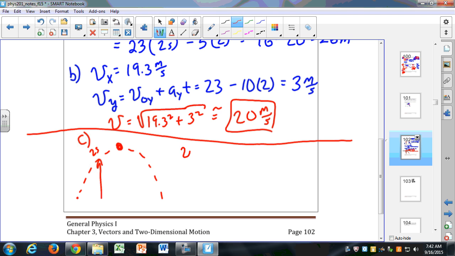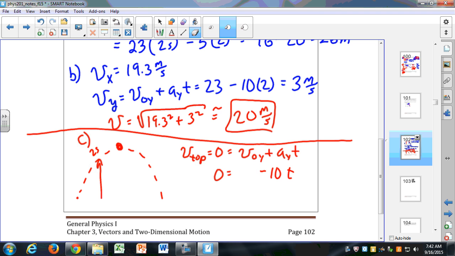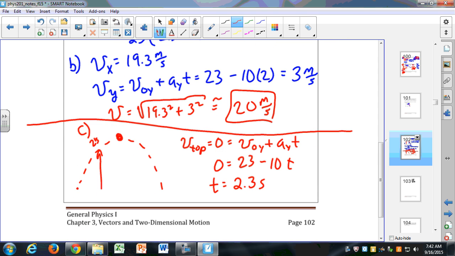And so I would say that v top is equal to 0, and that's equal to v naught y plus ay t. So I'd say 0 is equal to 23 minus 10 times t. Pardon me, it should be 23. So t is equal to 2.3 seconds, which goes back to that original idea that if this is at t equal 2 seconds, then this time has to be bigger than that. So this is at 2.3 seconds.